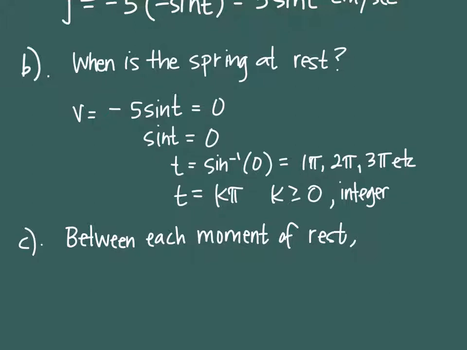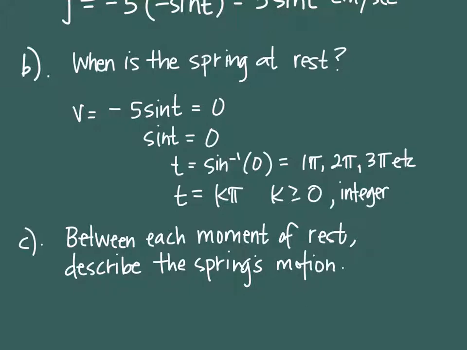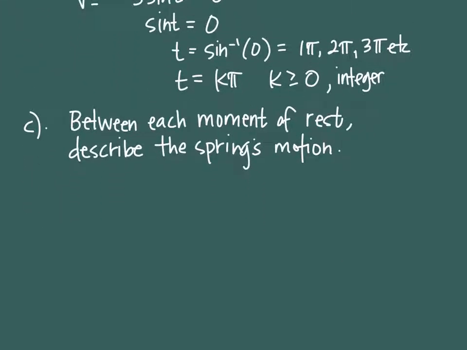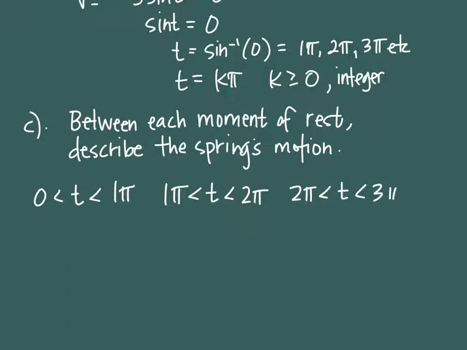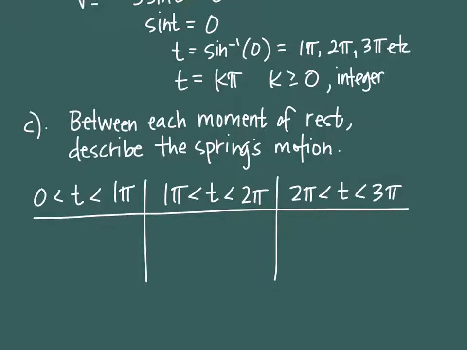All right, between each moment of rest, describe the motion of the spring, or describe the spring's motion. One good way to think of this, I'm going to show you kind of a strategy. So between each moment of rest, well, my moments of rest start at 0 and then go up to 1 pi. And then the next one would go between 1 pi and 2 pi. And then from 2 pi to 3 pi, etc. There's just that pattern of between the moments of rest.